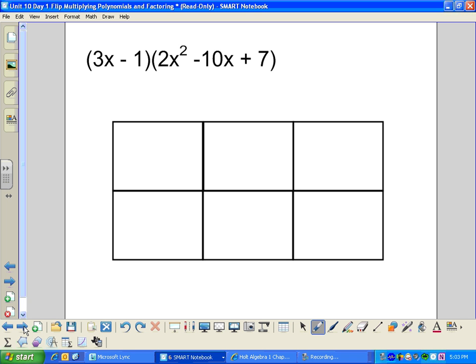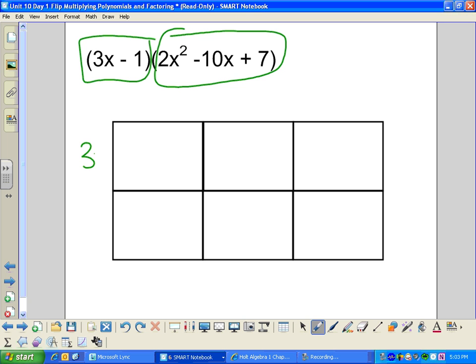Oh, this one is like a binomial times a trinomial. Am I going to freak out? No, I'm not. I've got to change my Punnett square. I have to be able to have 3 columns because there's 3 terms as a trinomial and 2 rows because it's a binomial. So I've got 3x minus 1, 2x squared minus 10x plus 7.